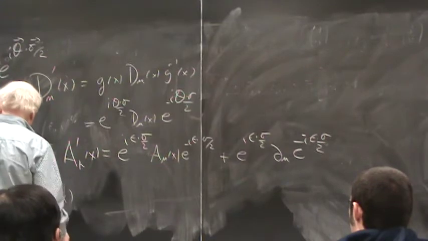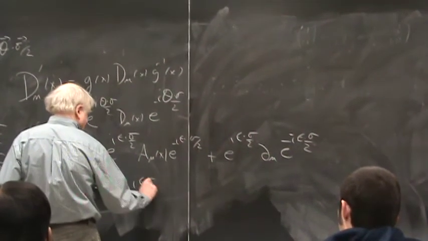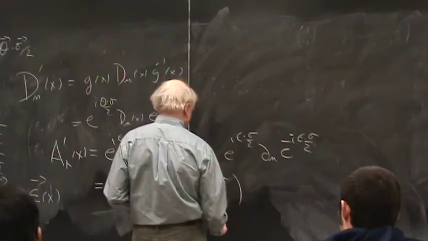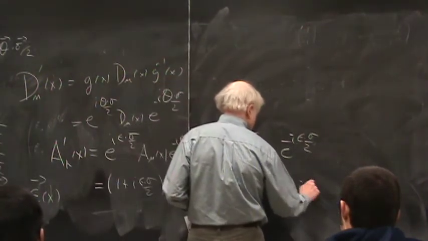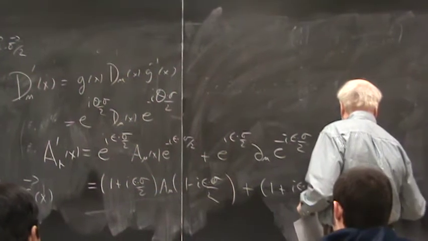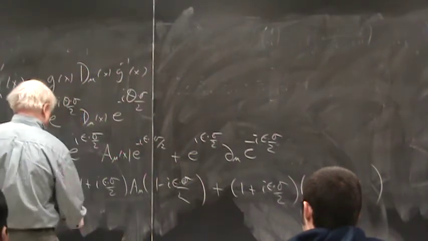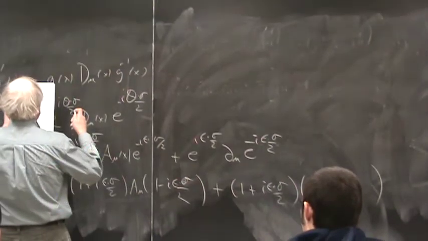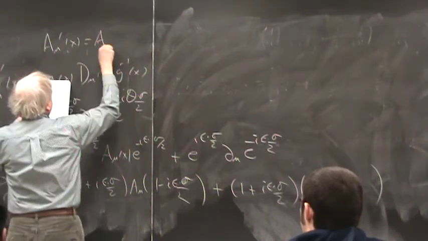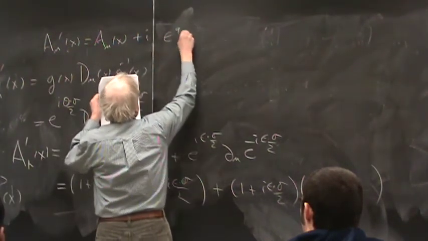When it's infinitesimal, this works out somewhat simply, namely 1 plus i epsilon dot sigma over 2, A mu, 1 minus i epsilon dot sigma over 2, plus 1 plus i epsilon dot sigma over 2 times minus i sigma over 2 dot d mu epsilon. So that's how it works, and if we expand this, what we get is that A mu prime of x equals A mu of x plus i epsilon A of x.